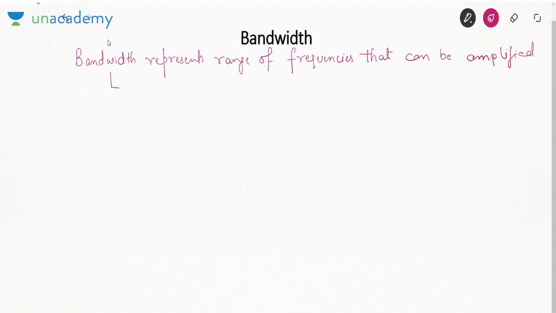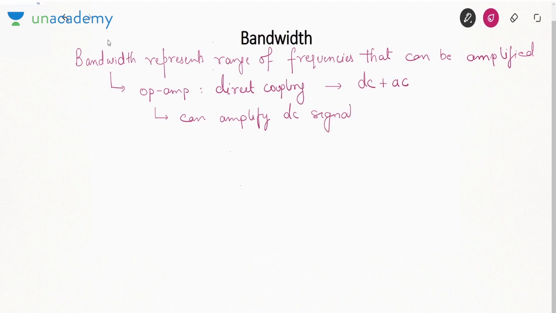Now in Opamp, what kind of coupling are we using? I have told you multiple times. Direct coupling. What is the advantage of direct coupling? That the signal passing is DC plus AC, which means Opamp can amplify DC signal also.